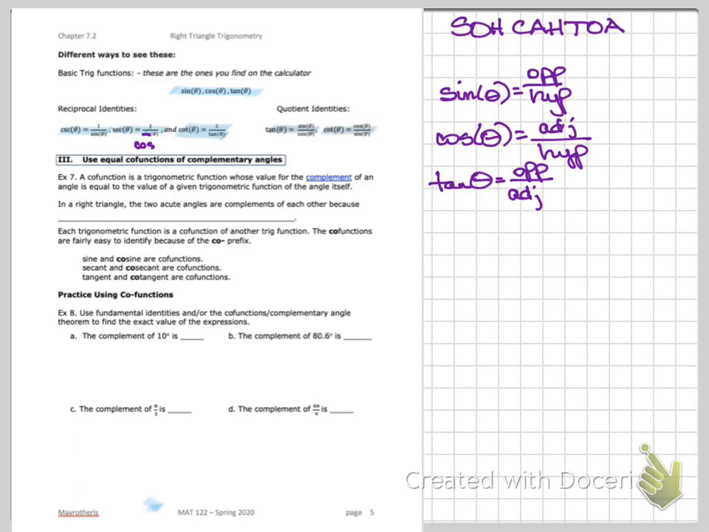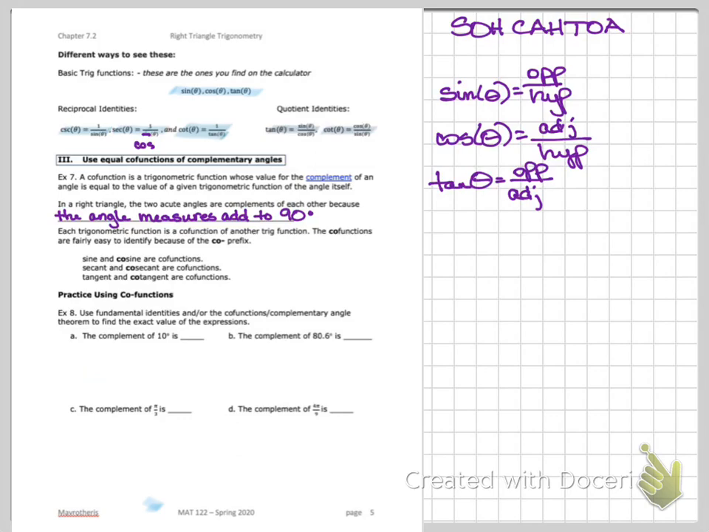So the complement of an angle is equal to the value of a given trigonometric function of the angle itself. So that's super helpful. So let's back up a minute and then we'll take a look at a couple of examples. In a right triangle, the two acute angles are complements of each other because the angle measures add to 90 degrees. So when we talk about cofunctions, we need to be comfortable using the complements.